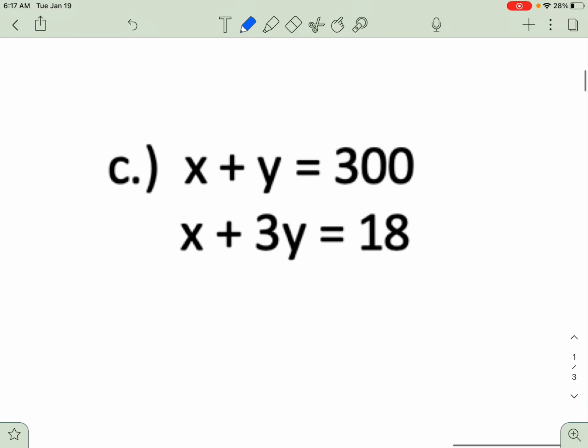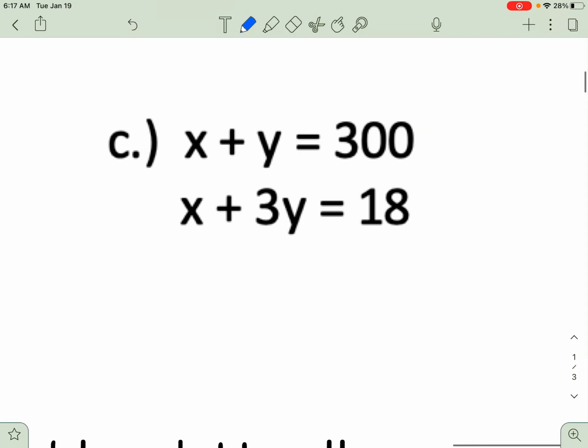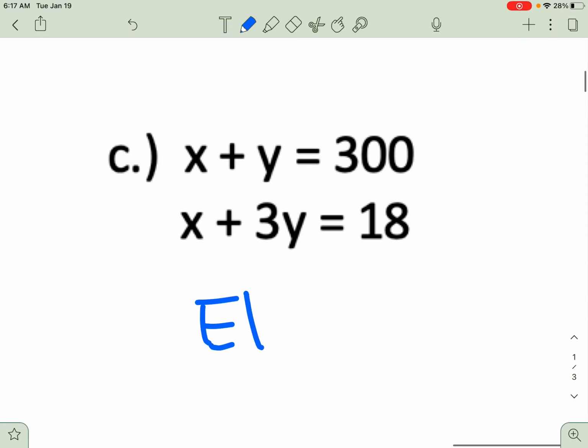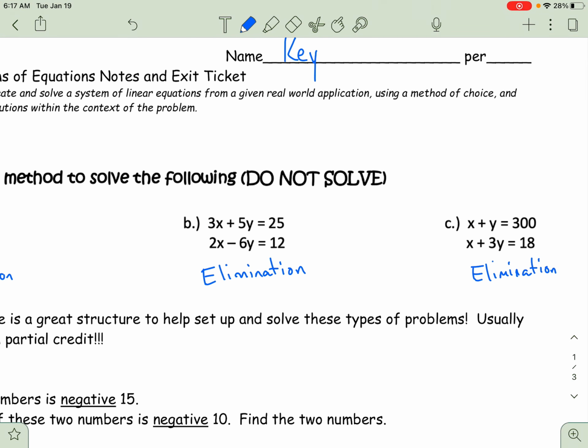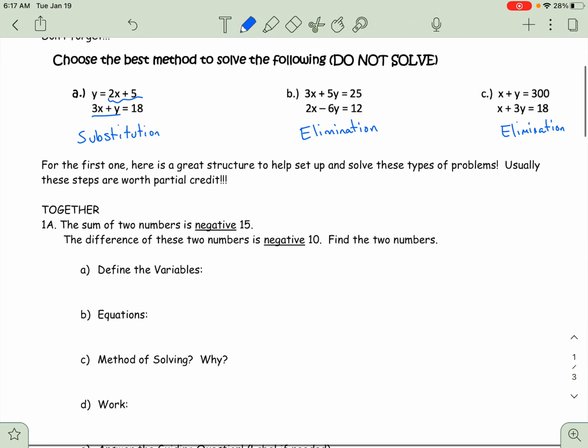All right. And then last one, again, same way, it's up to you. You could certainly graph this, but then you have this big 300 that would be tough to put on a graph unless it's really big. So I would argue this is, again, elimination. Okay, easiest way to solve both of those.